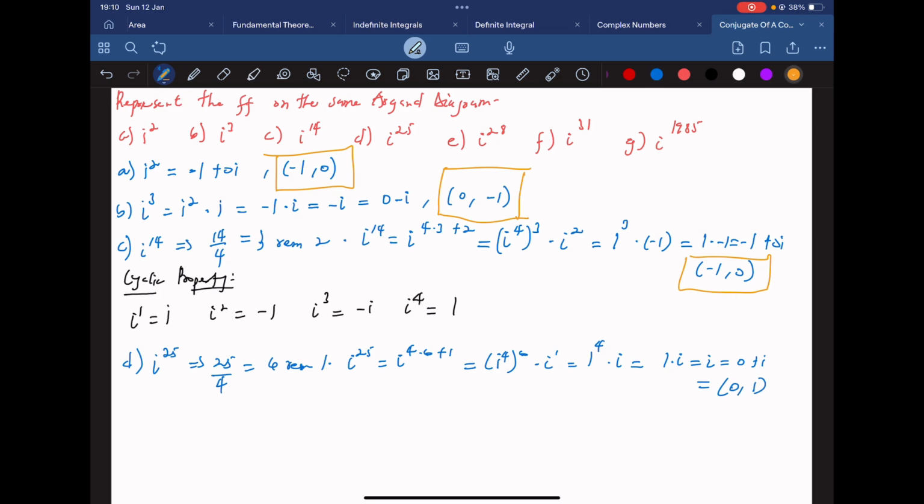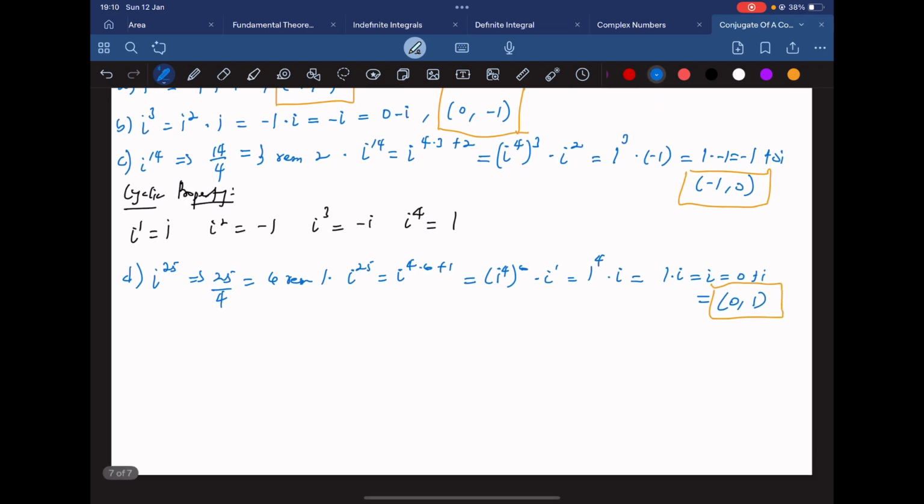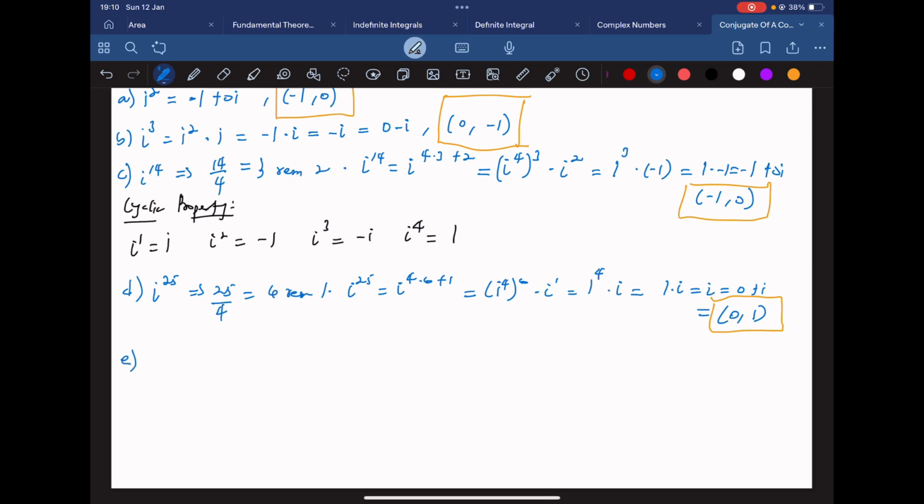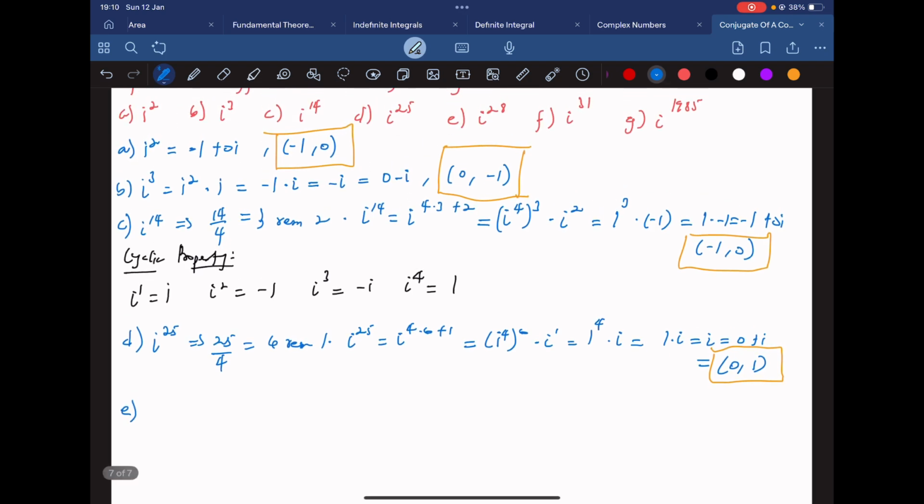Okay, so we also have this. Now let's go to the next one. For e, we have i to the exponent of 28. So the same idea, divide this by 4, and this is 7 remainder 0. So i²⁸ is just i to the power of 4 times 7, plus 0. And this is i⁴. You can bring the 7 outside, multiply by i to the exponent of 0.